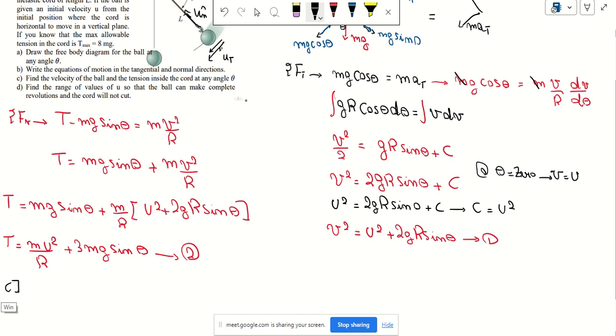And C is asking to find the velocity of the ball and the tension inside the cord. We have this one already. And what he's asking for is to find the range of the velocity u so that the ball can make a complete revolution and the cord will not cut. This one is very tricky, okay? Why? Because he gave me 2 conditions. The first one is we have a complete revolution.